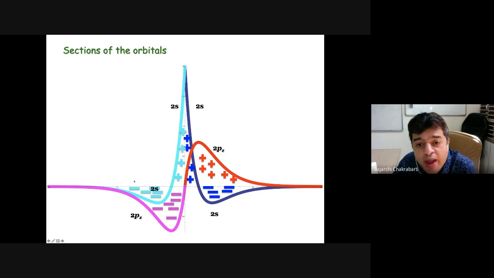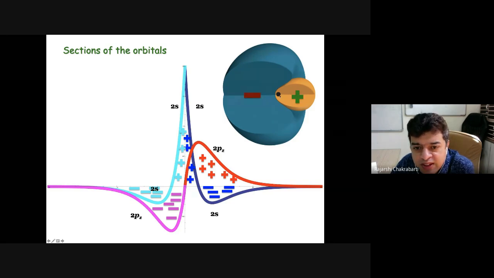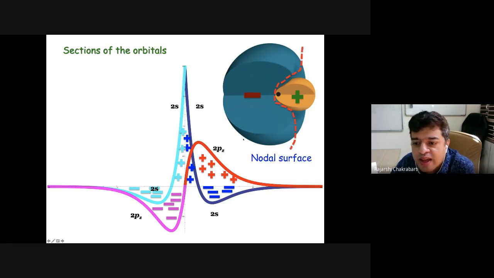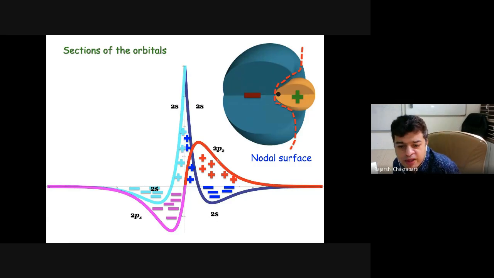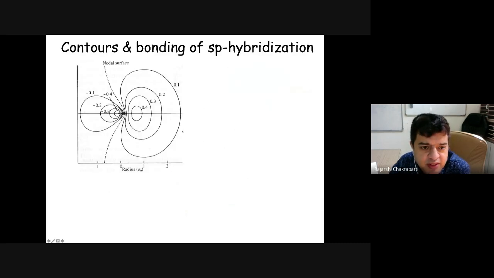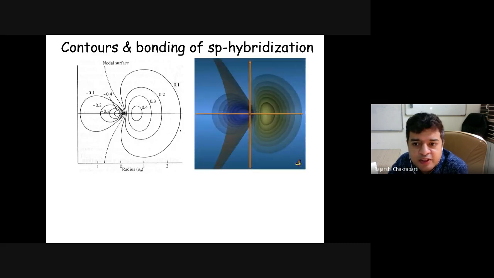Now think of adding this 2s and 2p. If you add them, what are you going to get? You're going to get an orbital like this. This is plus, this is minus. Here is your beryllium nucleus, and then you have a nodal surface. This is how your sp hybrid orbital looks. Very similar to what we had seen, but not strictly correct. So you have a nodal surface.